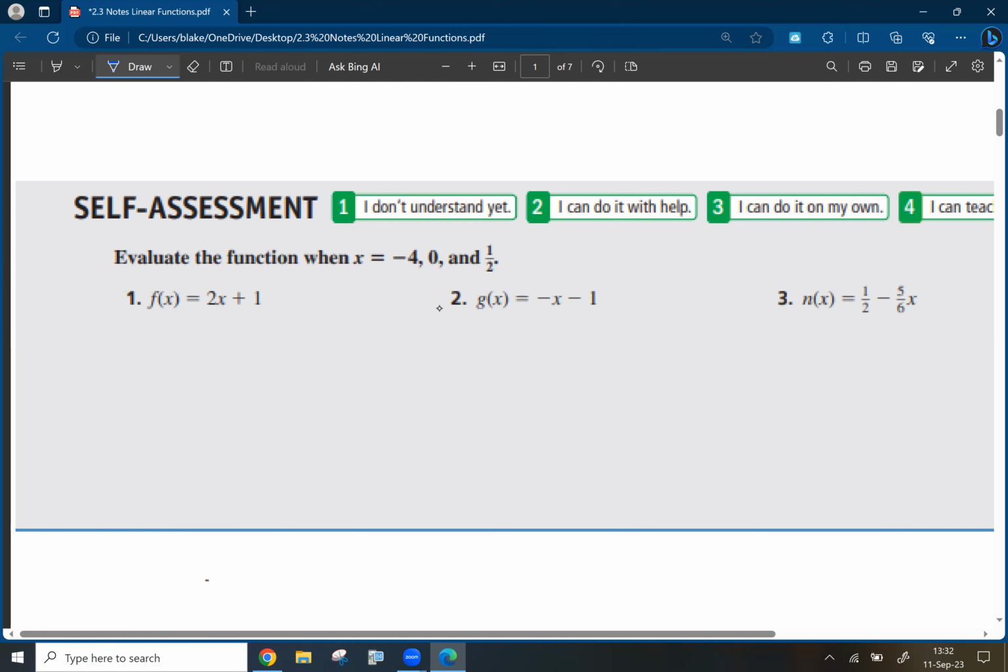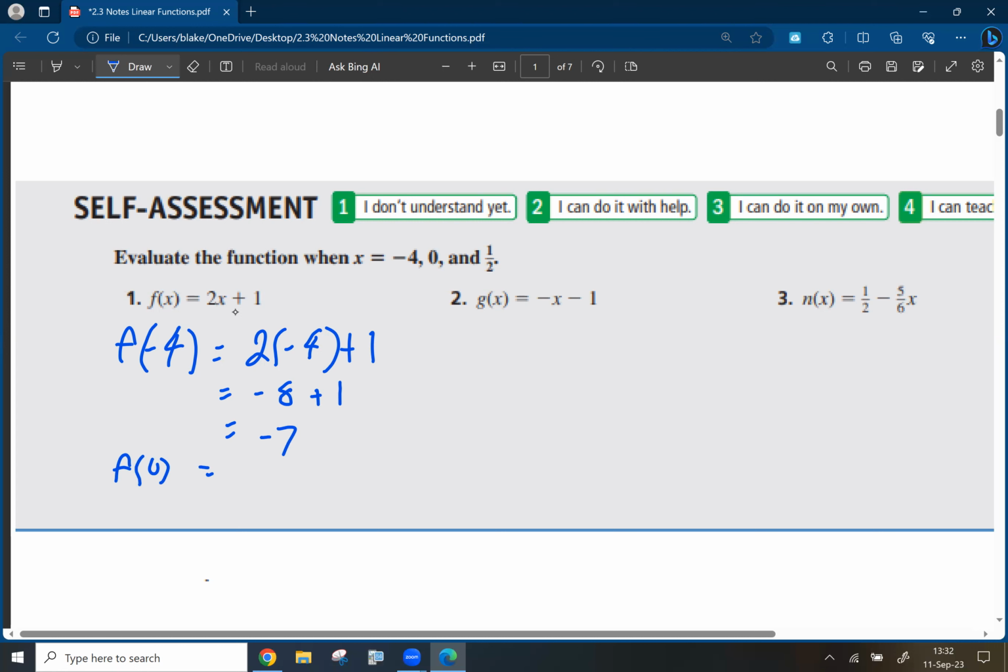But in the self-assessment questions here, you're simply going to evaluate each function for these three values of x. So basically, long story short, you're going to be plugging in these three numbers for the function. So like for f of x, if I plug in negative 4, f of negative 4, I'm going to do 2 times negative 4 plus 1. And so when I evaluate that, 2 times negative 4 is negative 8, and then negative 8 plus 1 ends up at negative 7. Right, and so then I'll plug in 0, so f of 0.